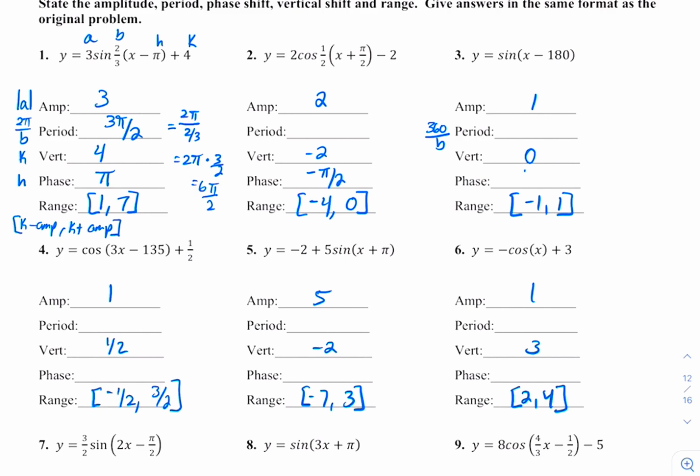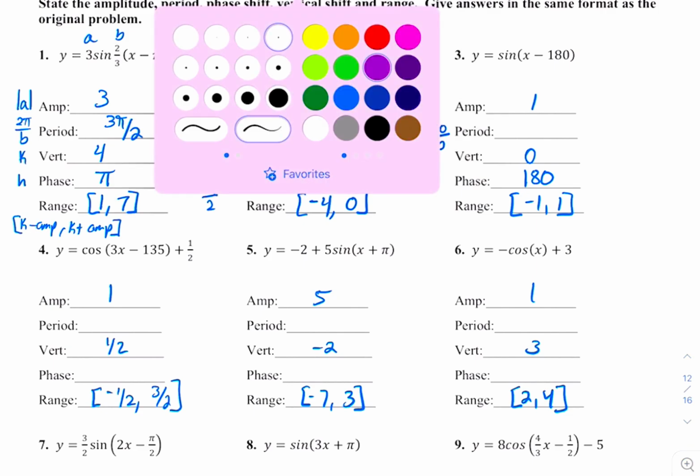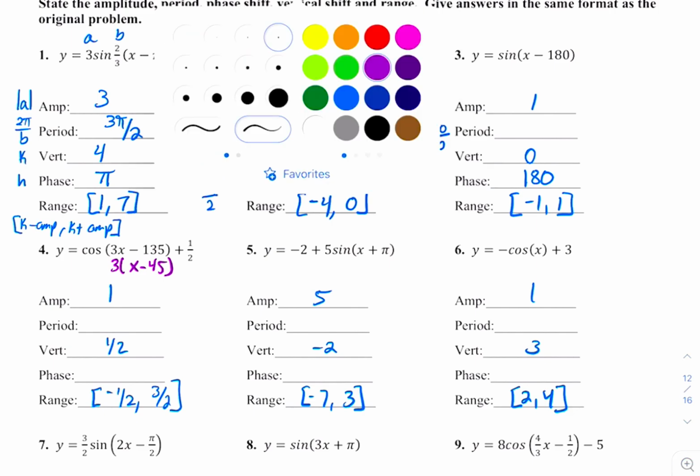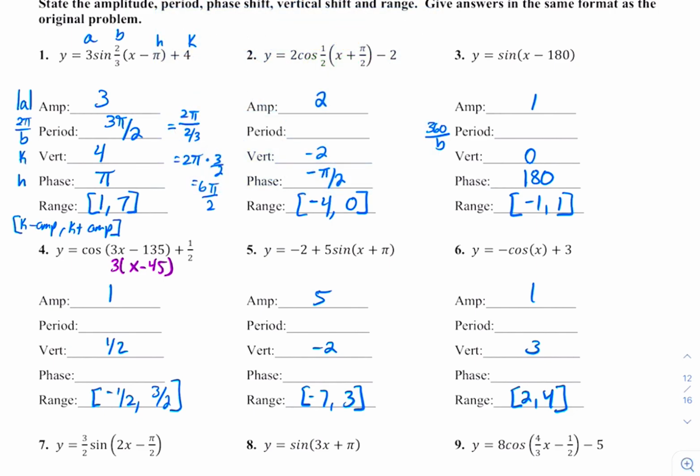And then 3 is factored, so 180. 4 is not factored, so I'm going to need to factor out the 3 first. So this will be x, let's see here, -45. And again, to factor, I'm just taking whatever this number is divided by that number in front of x. So even if it doesn't divide nicely, that's what we have to factor out every single time. And then that means for the phase shift, this would be a +45.